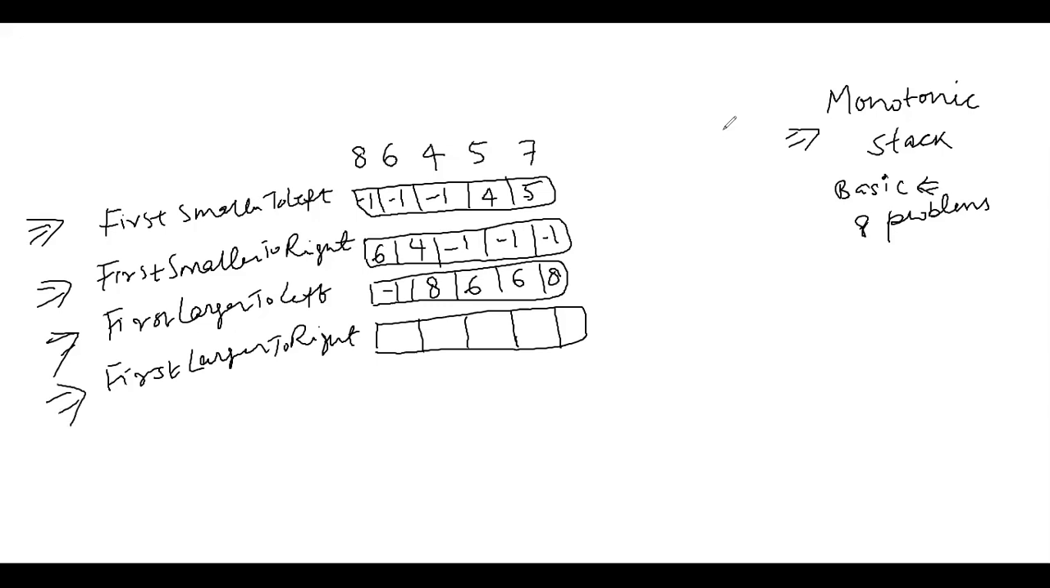And here, first larger towards right. For 8, 8 is the biggest number, so I know that -1. For 6, I think it could be 7 towards right. For 4, the first larger is 5. For 5, it should be 7. And for 7, there is nothing towards its right, so it's -1.